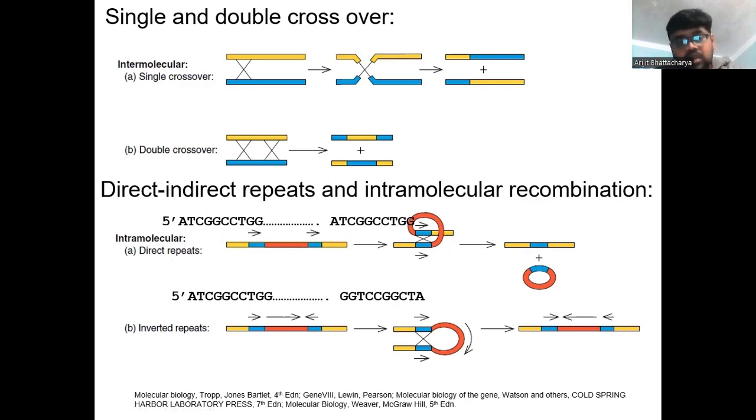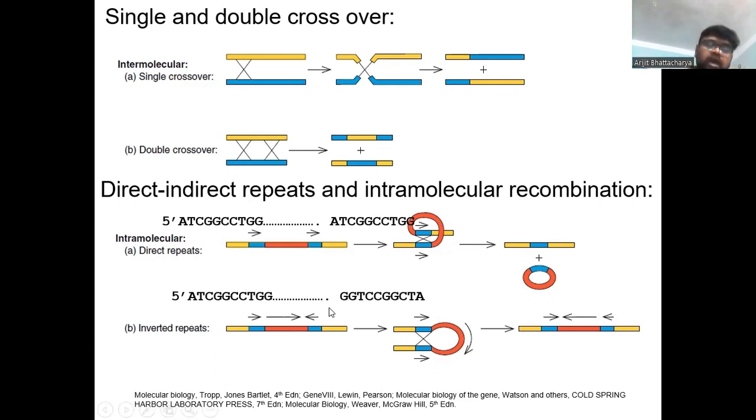Similarly, repeats can be inverted repeats also. So if this looks like ATG whatever, and then at a certain point you get a sequence which, if you read from the 3' to 5' end, that means from the opposite direction, you would get the same sequence. So this is called an inverted repeat. Like here you can see this is ATC, GGC, something like that.